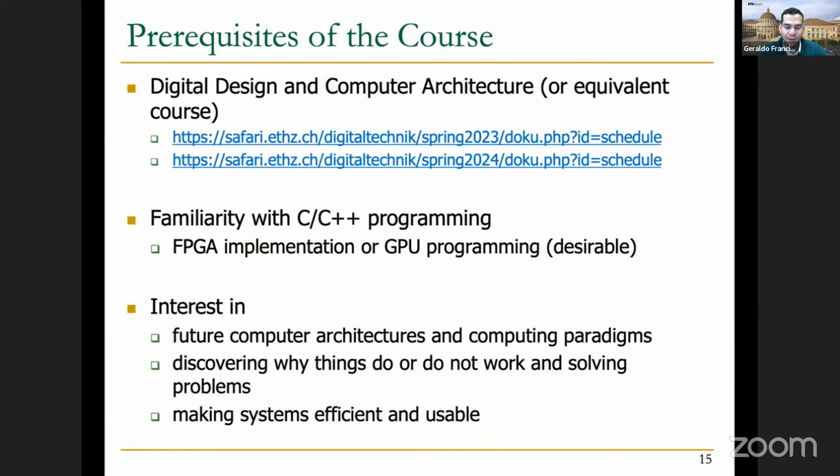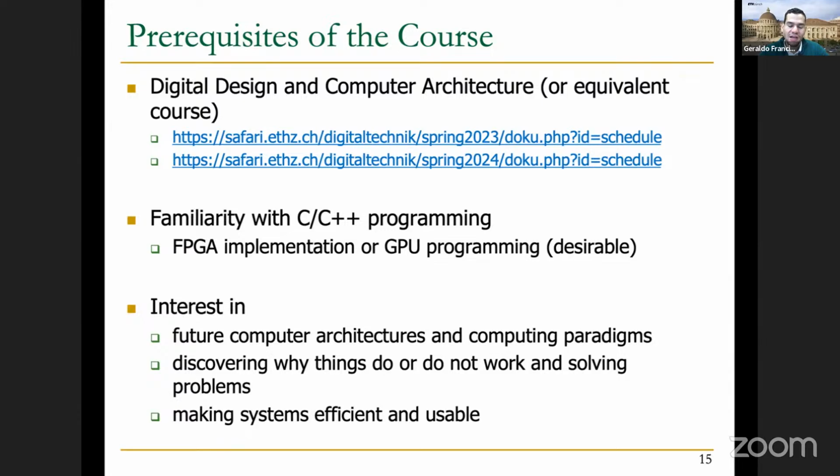So if you are not super familiar with those concepts, we invite you to check the links, the slides over here. Those slides are available on the class website that I'm going to mention later. But basically, you need to have some basic knowledge of digital design and computer architecture, or any equivalent class, for example VLSI, and also some experience with programming.